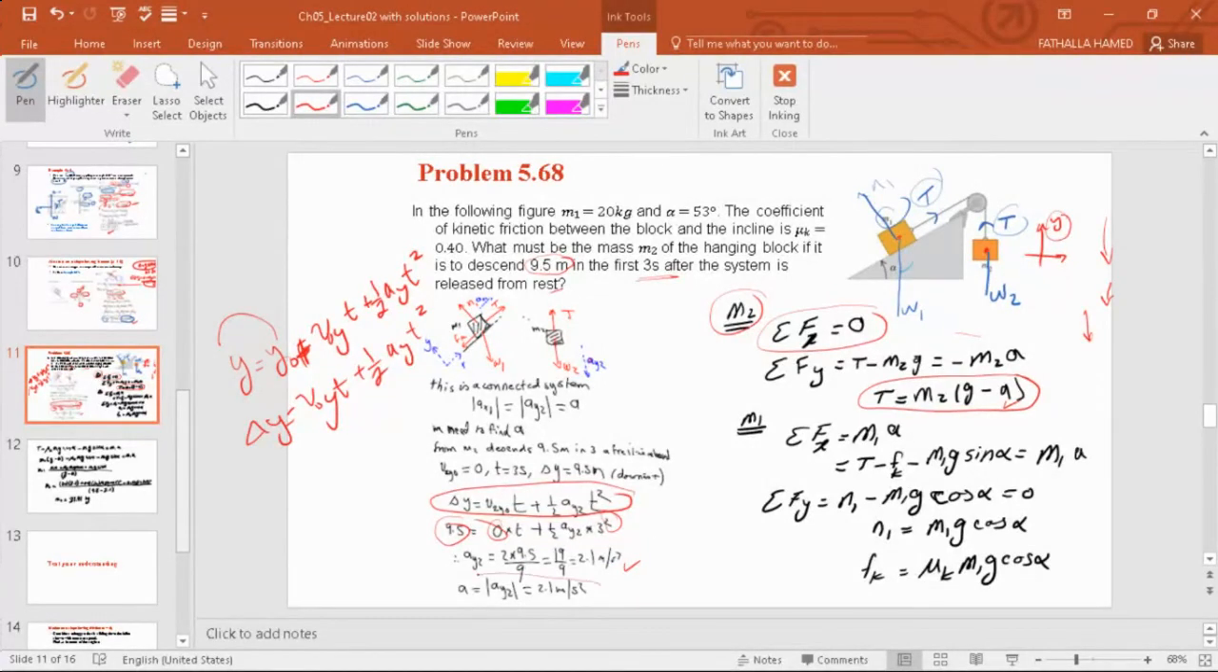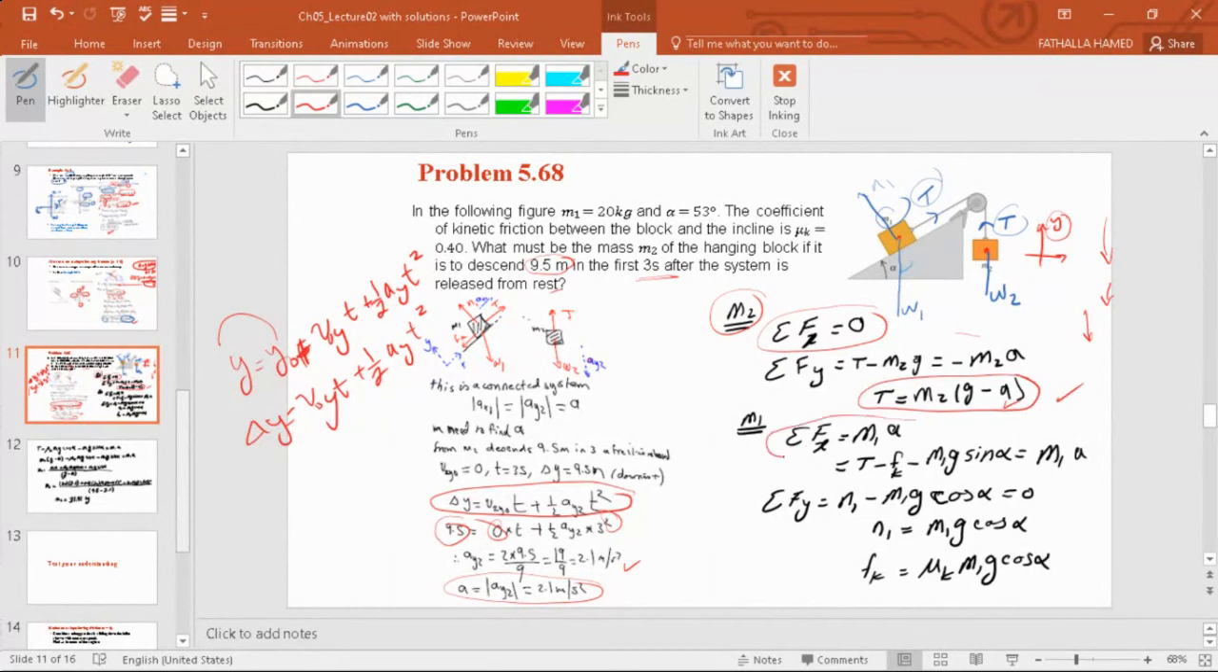So we say that the magnitude of this acceleration is equal to 2.1 meters per second squared, meaning that mass 2 will be descending down with an acceleration of 2.1 meters per second squared in magnitude, and mass 1 will be going up the incline with acceleration equal to 2.1 meters per second squared. Since we dealt with M2, we can go and do that for M1.